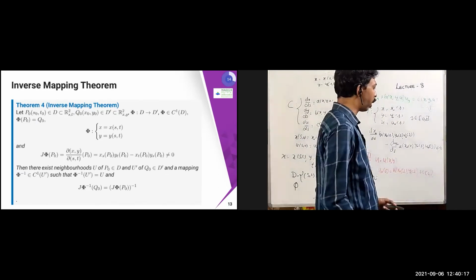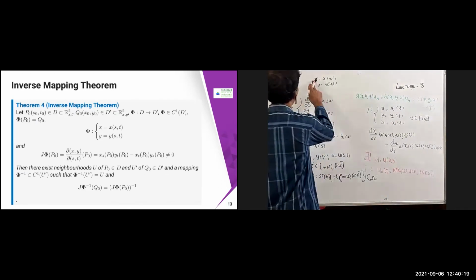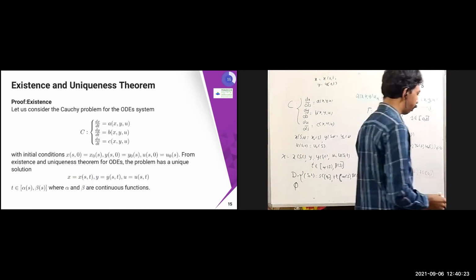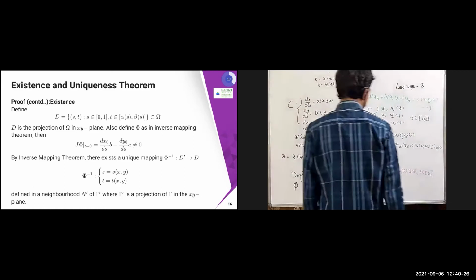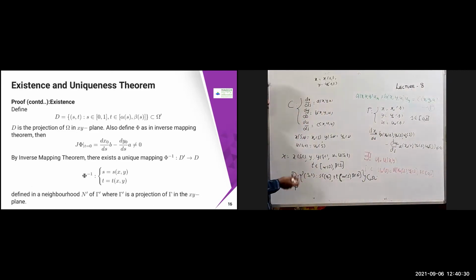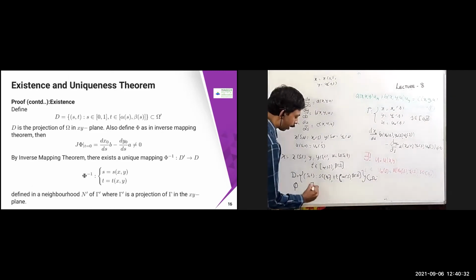So like this you have to define pi. Pi equal to x equal to x of s comma t, y equal to y of s. Okay, that I am defining. And then as per the inverse mapping theorem, what you are going to have is that J pi at t equal to 0.